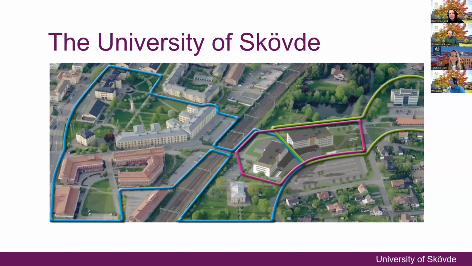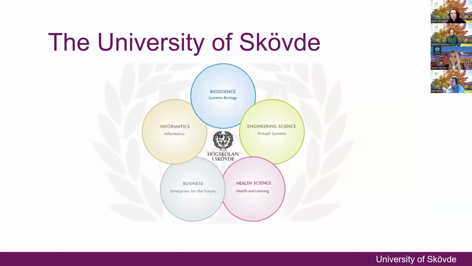And the pink area is a joint facility where the left part belongs to the university, where some of our schools are located, among them the School of Engineering, and the right part belongs to the Skövde Science Park. They share this restaurant where people will meet up, discuss ideas and connect. And we have 5 schools. We're a very specialized university, and we have the School of Informatics, the School of Bioscience, the School of Business, the School of Health Sciences, and the School of Engineering Sciences.